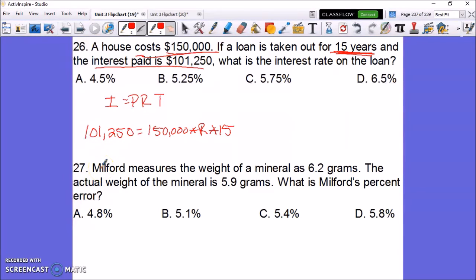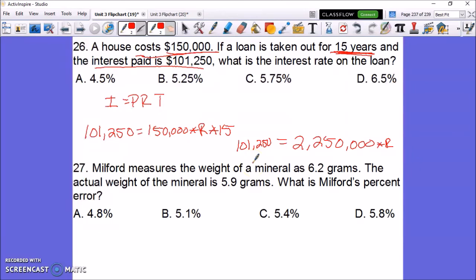In order to do so, you are going to combine like terms. So you're going to multiply 150,000 by 15, and that is going to give you 2,250,000 times R is equal to 101,250. So now to get R by itself, we have to divide both sides by 2,250,000.